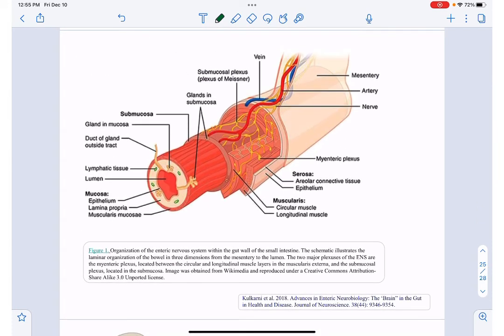This is just another figure to illustrate where in the alimentary canal we find the enteric nervous system. And we can find the two plexuses we talked about. Here's the submucosal plexus, located in the submucosal layer. And then here's the myenteric plexus, which is located within the smooth muscle layers of the GI tract wall.